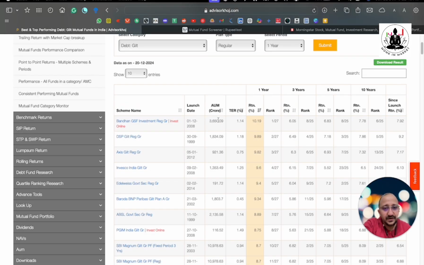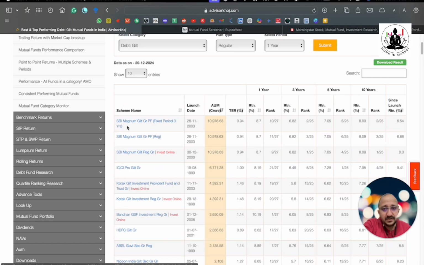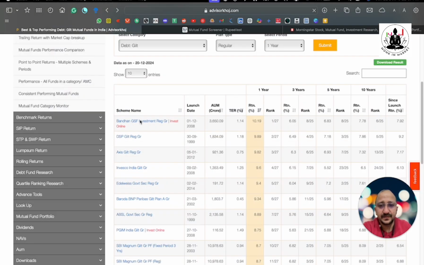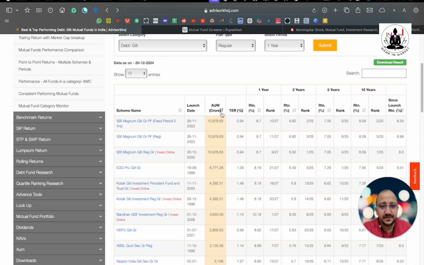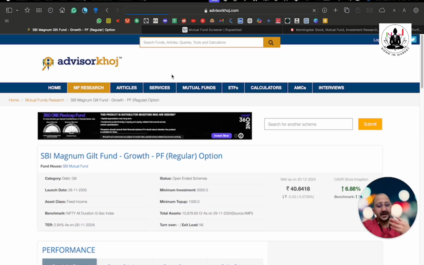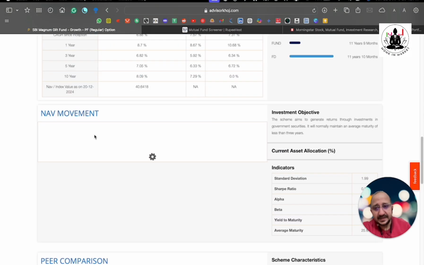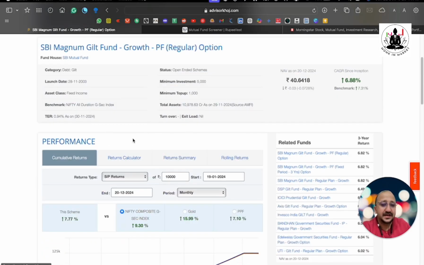Now, let's see which is having the highest AUM. So, SBI Magnum Gilt Fund is having the highest AUM, around 10,000. Let's see how it is. Okay. Let's open this one, SBI Magnum regular. I hope in the previous class we had already discussed what a regular fund and direct fund are. All right. Now let's see how much returns we would have made if I would have invested in PPF. Again, guys, 7.7%, 7.1%. Margins are very low.